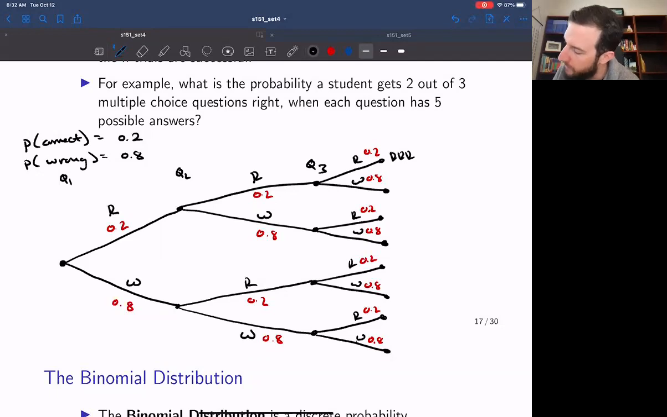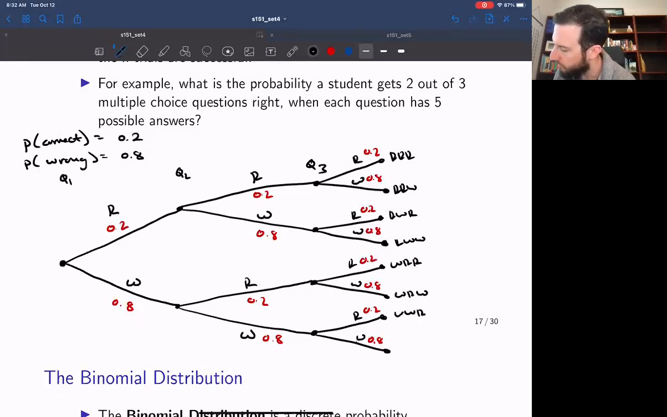If you follow the next branch, you go right, right, wrong. Then you go right, wrong, right, then wrong, right, right, and so on through the remaining branches, down to wrong, wrong, wrong. Okay, so we are interested in this outcome, and this outcome, because we want to know the probability of getting 2 out of 3 questions correct.